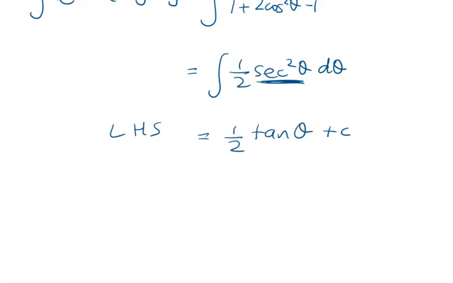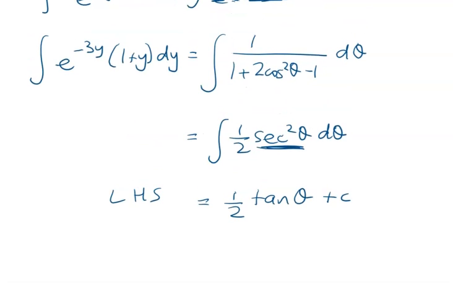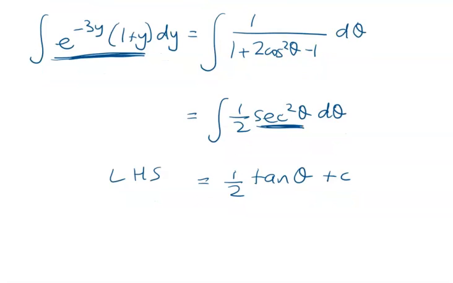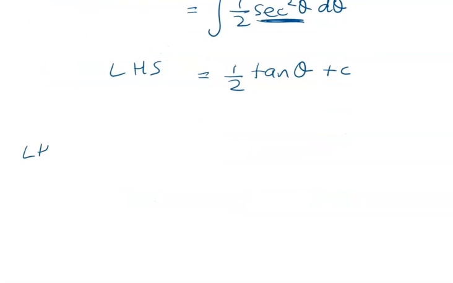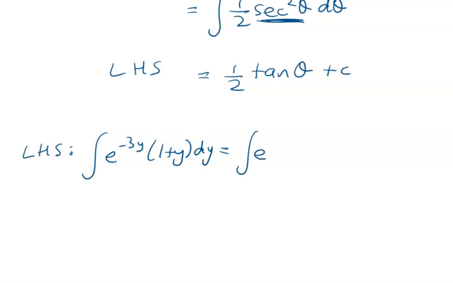So now we turn to the left-hand side, and we've got a little bit more work to do. This doesn't look too nice, but we can expand this to be two terms. So on the left-hand side, we have e to the negative 3y into 1 plus y dy. And that's equal to the integral of e to the negative 3y, which is very easy to integrate, plus the integral of y e to the negative 3y dy. So this is going to be fine. And on this bit here, we're going to use IBP.